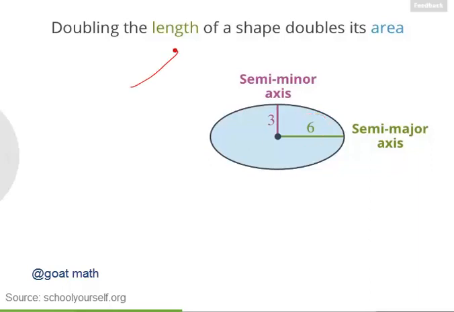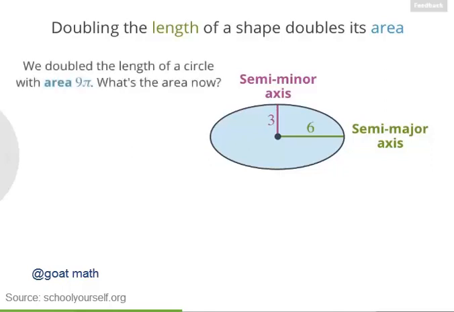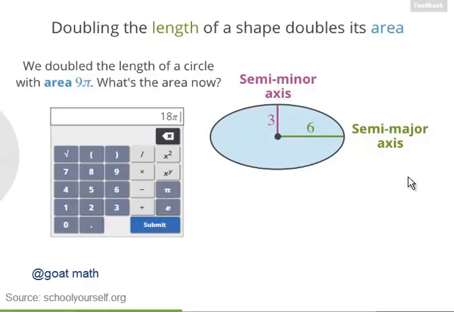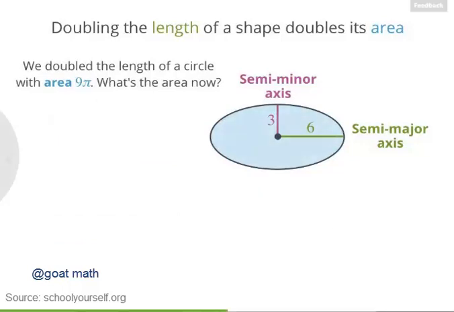Now remember we said that doubling the length of a shape doubles its area. So we doubled the length of a circle with an area of 9 pi to get this ellipse. So then what's the area of this ellipse? Nicely done. So this area is 2 times 9 pi, or 18 pi. And notice that 18 just happens to be the product of this ellipse's semi-major and semi-minor axes. 6 times 3 equals 18.